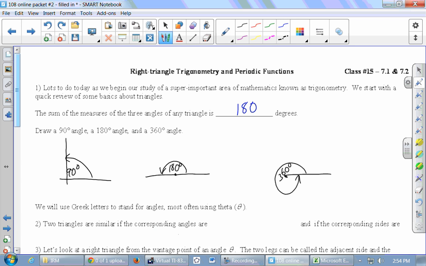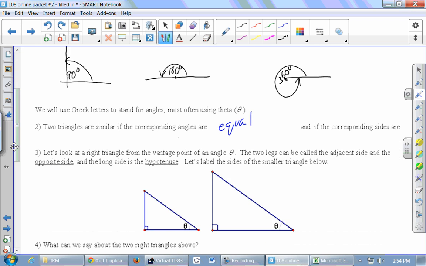Number 2, 2 triangles are similar if the corresponding angles are blank and if the corresponding sides are blank. Okay, so the first blank says that corresponding angles are equal. And then the second blank says the corresponding sides are, we could say, in proportion, or proportional. It's always the same multiplier from the sides of one triangle to the sides of a similar triangle.